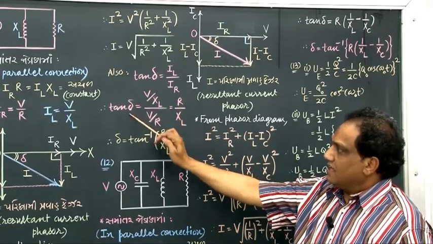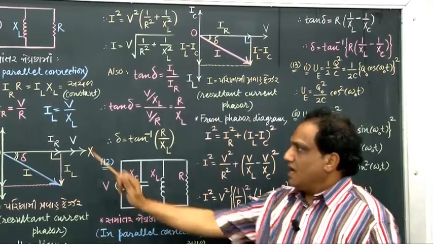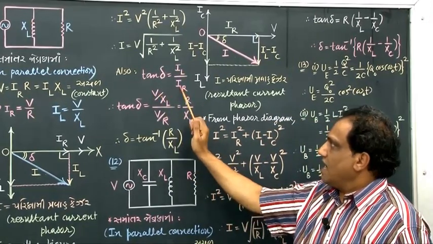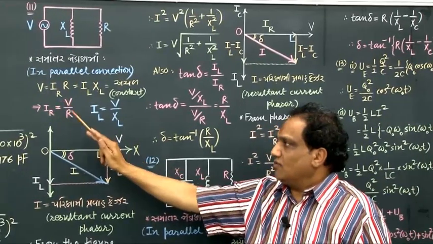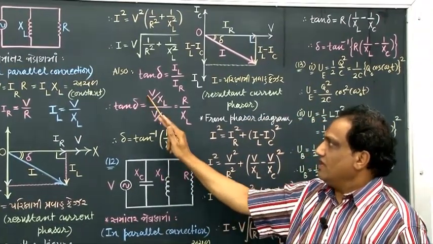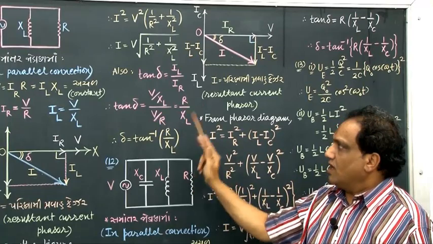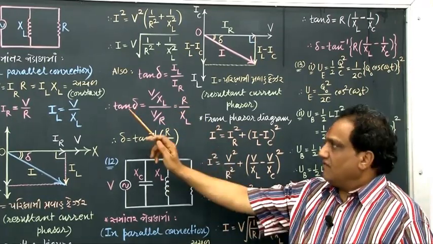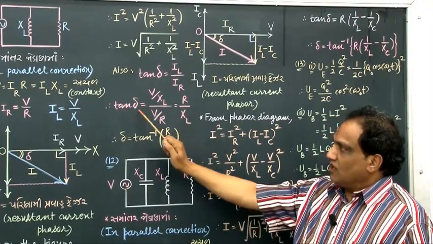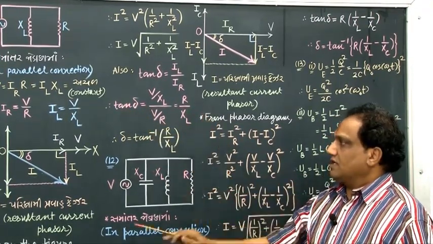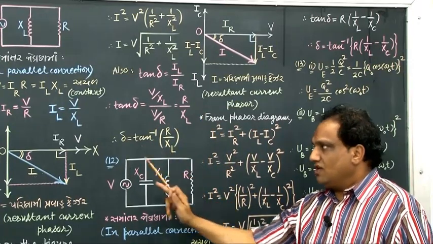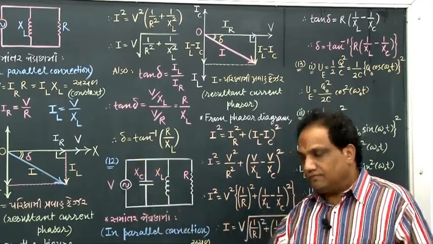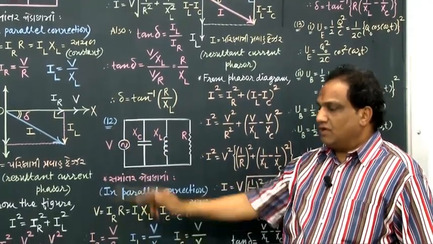Now, tell me, tan delta as it is, what is IL? IL is V upon XL, right? IR, what is IR? It is V upon R. V will cancel. Denominator's denominator will become numerator. XL will come down. R upon XL. If tan delta equals R upon XL, what is delta? Tan inverse of R upon XL. What is the delta? Phase difference between voltage and current. Got it? Now read the statement of sum number 12.